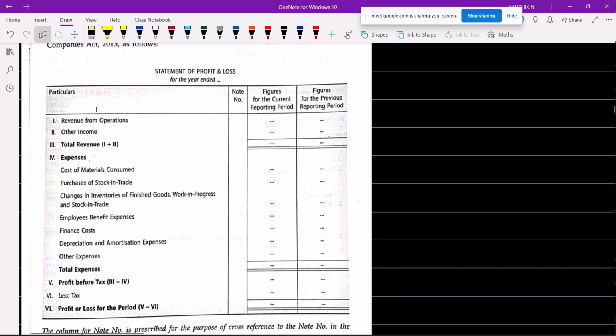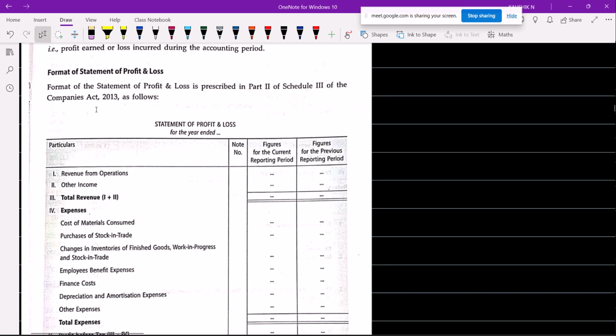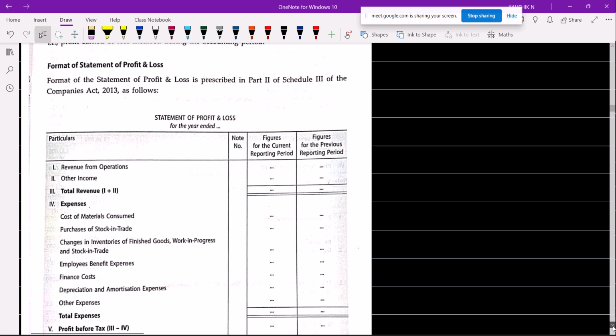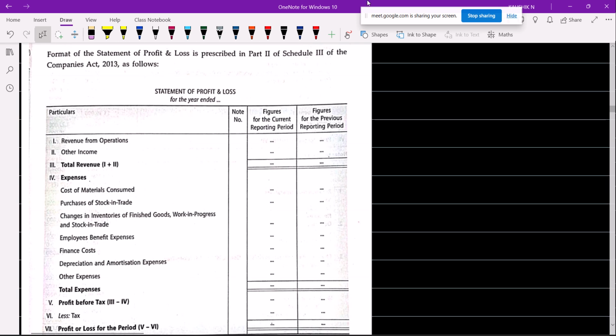So this is a statement which we call the statement of P&L. Okay, even for the statement of P&L, you have to follow the statement format of P&L as prescribed in Part 2. For the balance sheet you are using Part 1. For P&L you are using Part 2. So here you're using the term Part 2 of Schedule 3 of the Companies Act of 2013. So you call it Part 2, not Part 1.